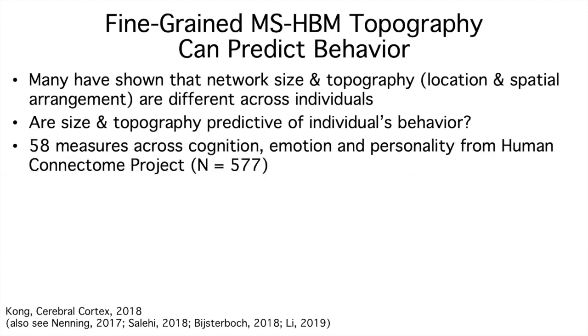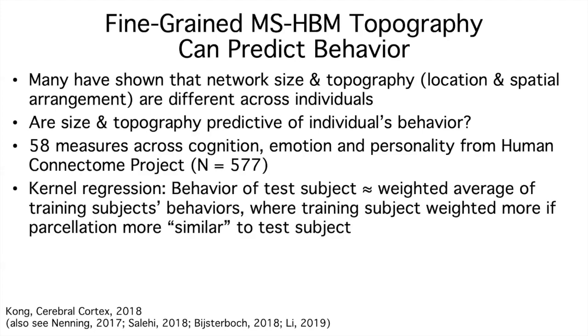Here we consider 58 behavioral measures from the Human Connectome Project. We use kernel regression to predict behavior. So what kernel regression does is that basically we predict the behavior of a test subject based on the weighted average of the training subjects' behavior. So basically a training subject is weighted more if the training subject's parcellation is more similar to the test subject. So this allows us to test different hypotheses about what network features are important for prediction.